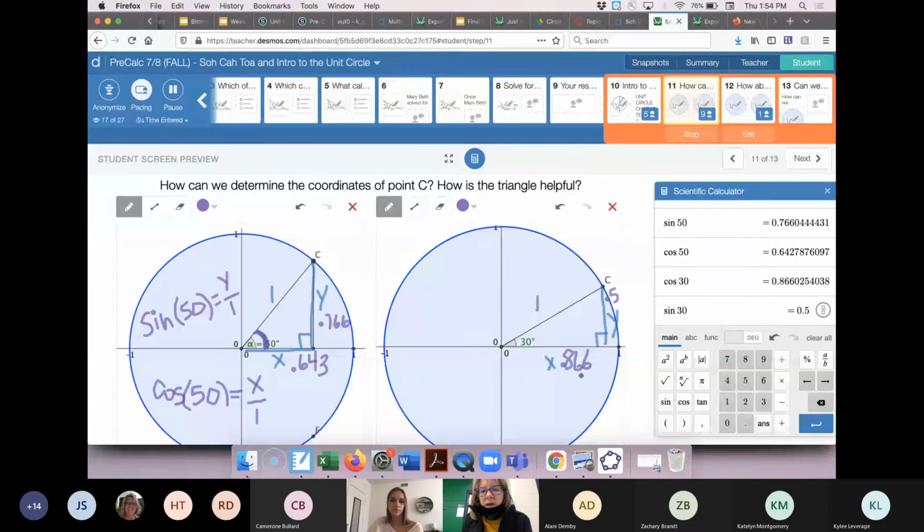All right. So now we have the coordinates, right? We know that point C is over 0.866 and it's up 0.5. It makes sense. Look, it's over almost all the way to 1. It's certainly over further than the 50-degree angle one was. And this is not up as high as that point was, so it should be less than 0.766.